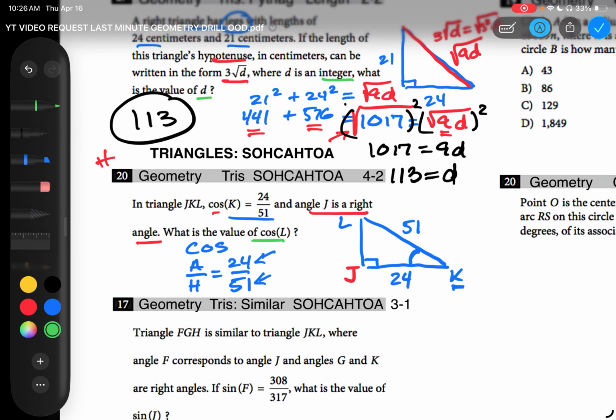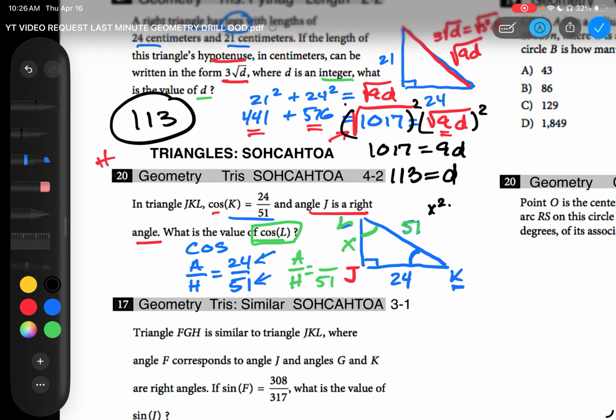Now the next part is asking, what is the value of the cosine of L? From the L angle, cosine is also CAH, adjacent over hypotenuse. What would that equal? I certainly know that the hypotenuse has to be 51, but what is going to be the adjacent right here? What is that x going to be? Well, you could use your SOHCAHTOA.